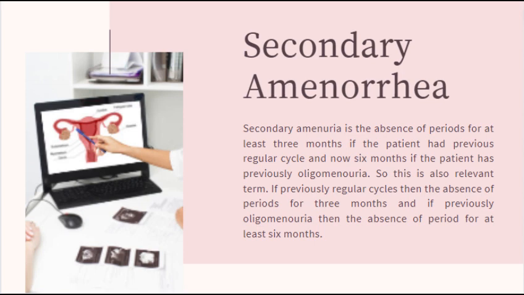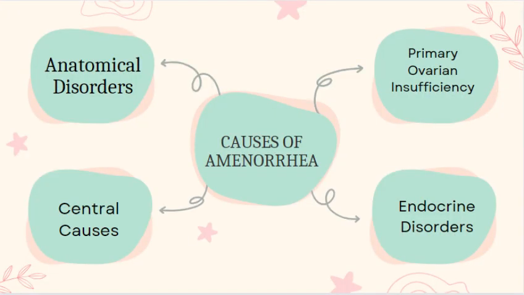Secondary amenorrhea is the absence of periods for at least 3 months if the patient had previous regular cycles, and 6 months if the patient has previously oligomenorrhea. So this is also a relevant term. If previously regular cycles, then the absence of periods for 3 months, and if previously oligomenorrhea, then the absence of periods for at least 6 months. Okay. Then causes of amenorrhea.